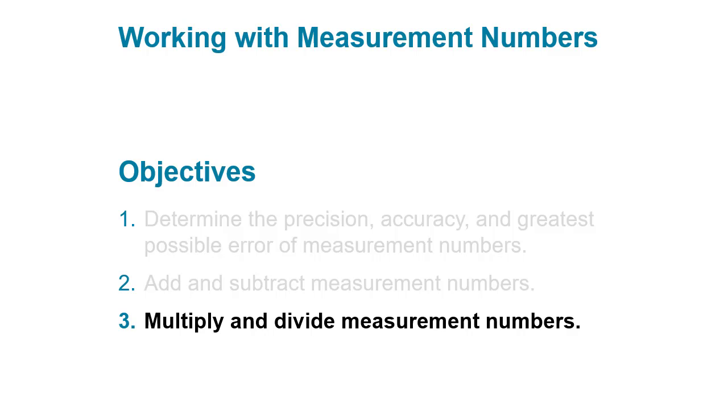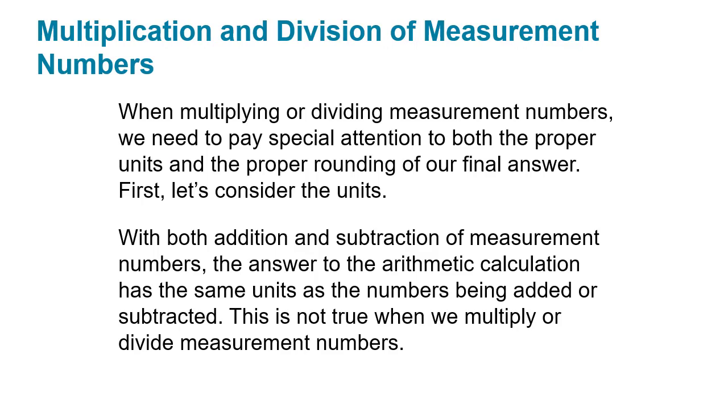Welcome to the third and final in our three-part trilogy on working with measurement numbers. In this one, we're going to look at multiplying and dividing measurement numbers and how to accurately report their level of precision and accuracy. And unfortunately, things get a little different and a little trickier here. It's not as straightforward as adding and subtracting. For one thing, we need to pay special attention to the units of measure and make sure we deal with those properly. And the other thing is the way we round is different than when we add and subtract.